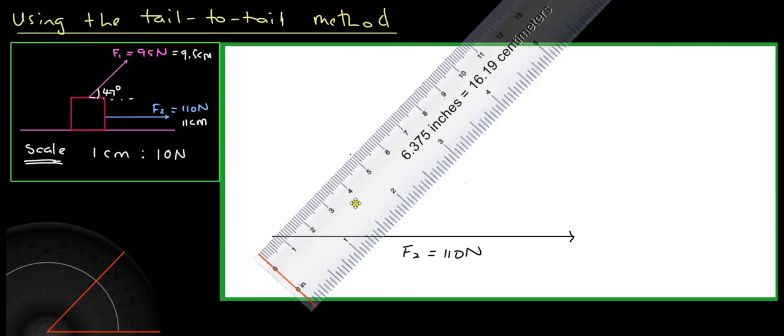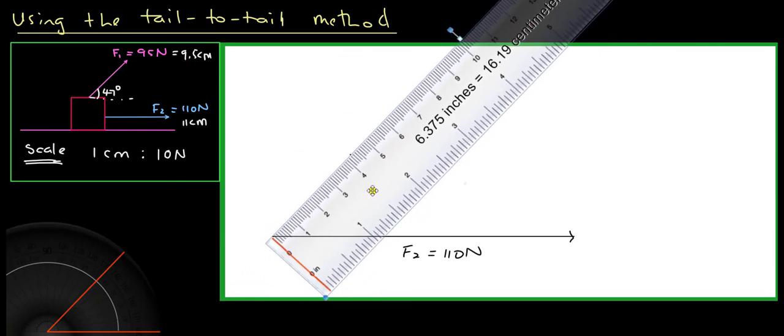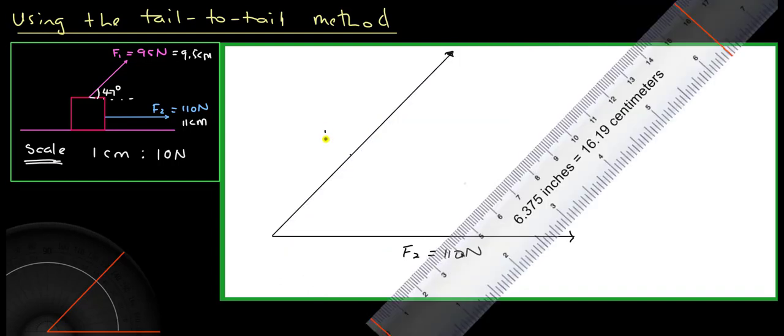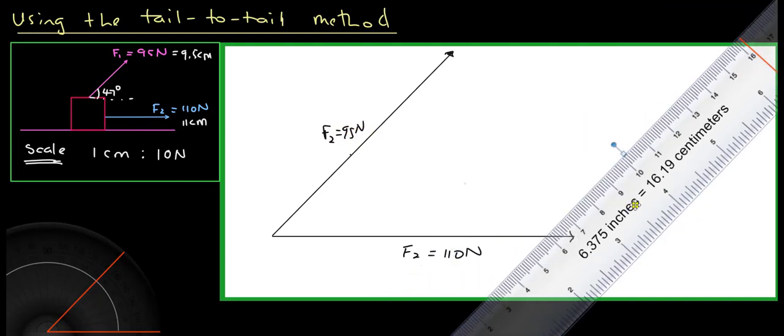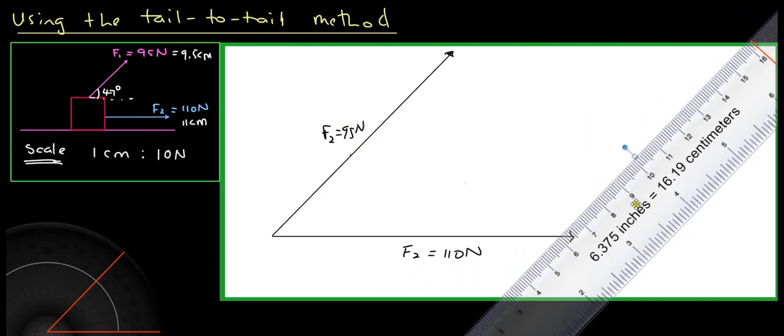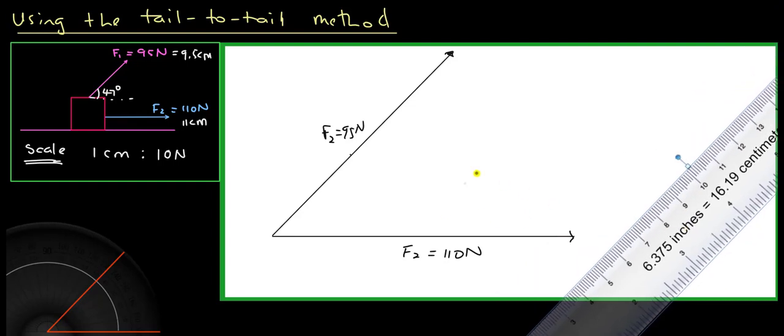So from here, I need to draw a line that is 9.5 centimeters long. So I'm starting here. I draw a straight line up to 9.5 centimeters. So this is my F1 here, which is 95 newtons. All right. So now next up, I now need to complete my parallelogram. So I just need to duplicate what I did here.